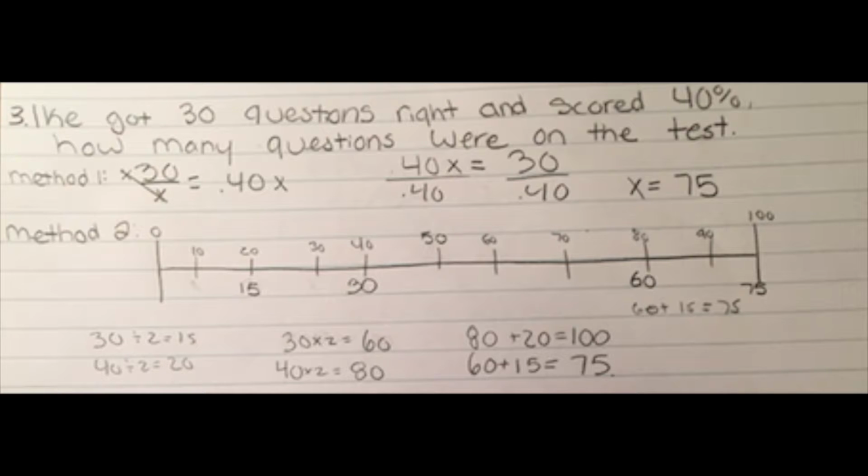Then I multiplied 30 by 2 and got 60. 40 times 2 is 80, so 80% would be 60 problems. Then I added 80 plus 20 to get to 100, which I found out earlier 20% is 50 problems. 80% is 60 problems. So that told me I needed to add 60 plus 15 and got 75. So there's 75 problems on the test.